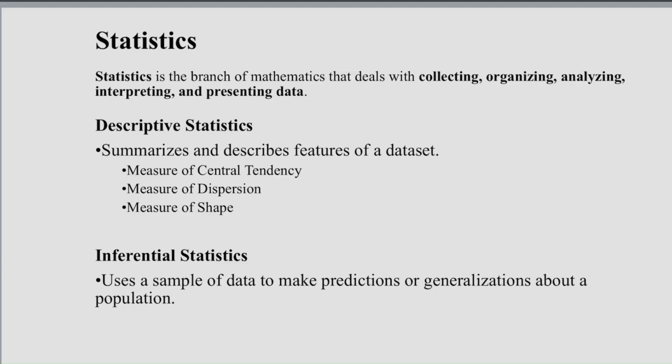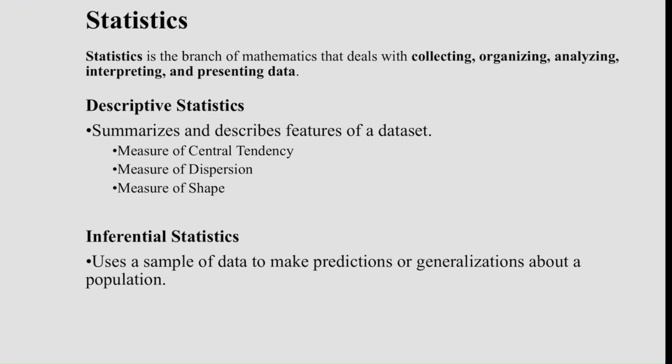Now before jumping into descriptive statistics, what is statistics? It's a branch of mathematics that deals with collecting, organizing, analyzing, interpreting and presenting data. Statistics is divided into two types, that is descriptive statistics and inferential statistics. Descriptive statistics summarizes and describes features of a particular data set with different measures like central tendency, measure of dispersion, measure of shape, which we will have a look at in detail in a short while.